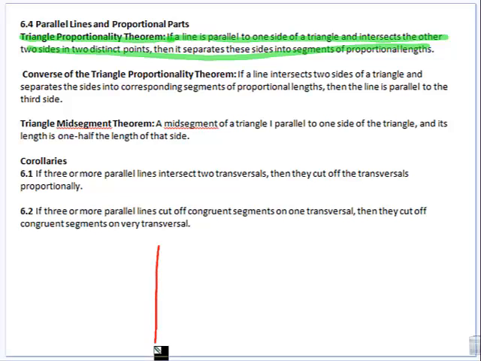So here we have a triangle. Okay? And it says if we have a line that's parallel to one side of the triangle. So let's say I have this other line here, and those two lines are parallel to each other. It separates this into proportional lengths. So what that means is, let's say that's 5, 10, x, and 12, we can now make this proportional. So we can say 5 over 10 is equal to x over 12.